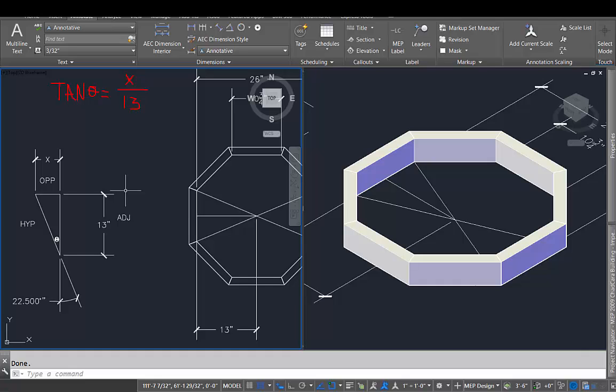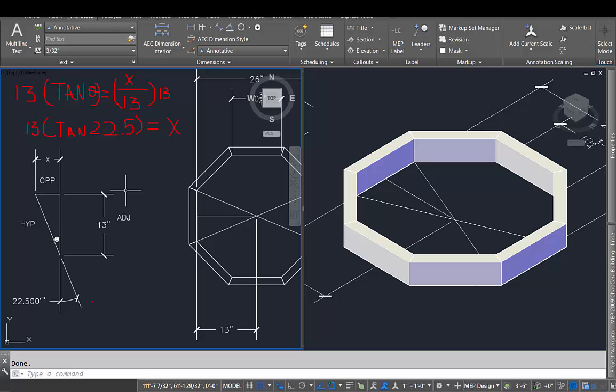Now, in order for me to get x isolated, I have to multiply both sides by 13. So that means 13 here, and then this would also be multiplied by 13. All right, so x, just rewriting this, 13 times the tangent of the angle 22.5 equals x.